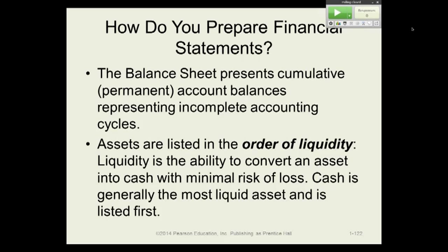The other important point that I'll show you in a minute is that the way we list the assets, we list them in what is known as the order of liquidity. Liquidity is the ability to convert an asset into cash with minimal risk of loss. Now, cash, of course, is the most liquid. That comes first. And we were actually talking about this during office hours. I went through an example with the group of students that were there, and they said, all right, you got cash, you got receivables, and you have inventory. And I said the most liquid is cash, the next most would be receivables, and then inventory.